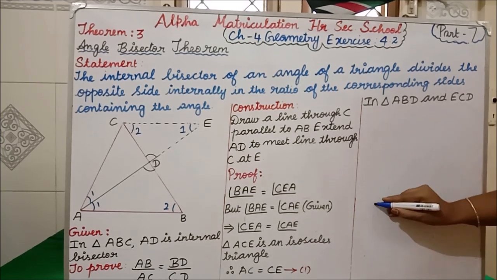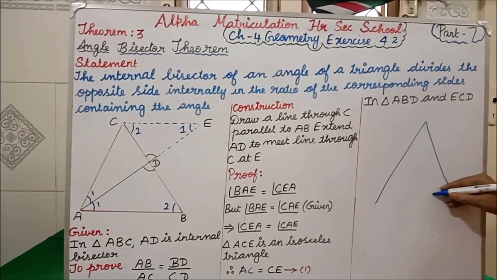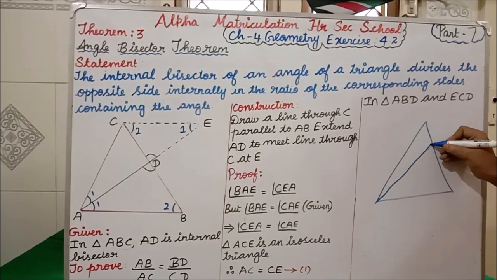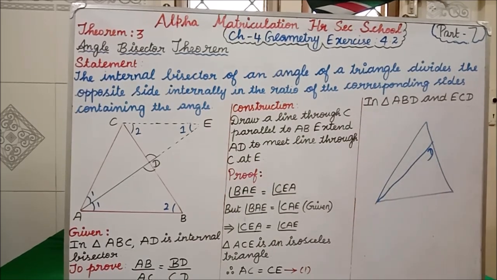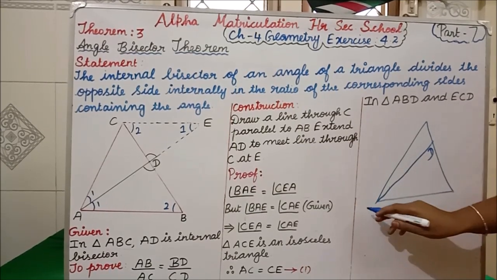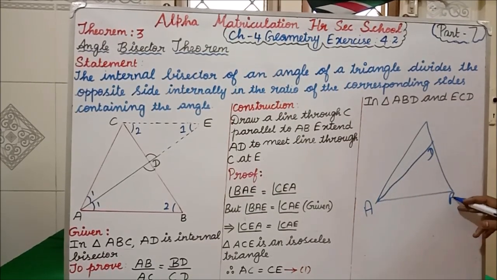So in a triangle ABC, first, in what we have given, AD is the internal bisector, isn't it? So I have drawn here D. Now in construction, what are we doing? This is A and this is B and this is C.